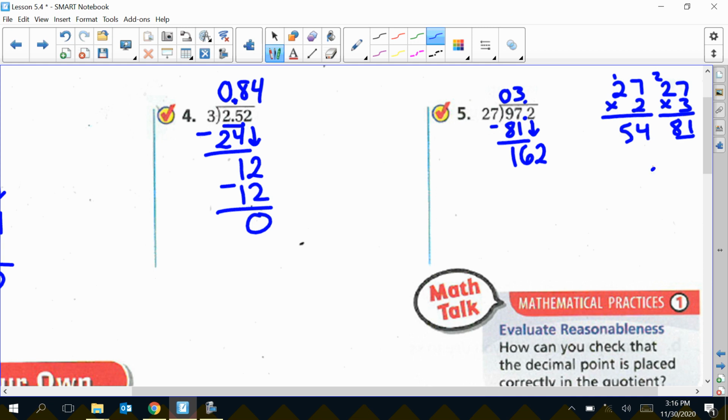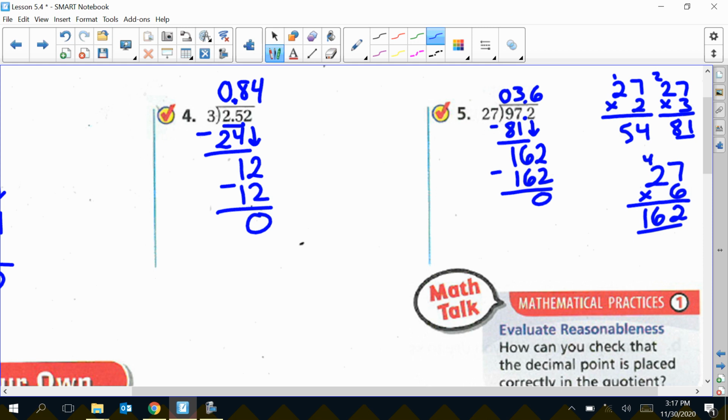So if I double 3, let's try 27 times 6. 6 times 7 is 42. 6 times 2 is 12, plus 4 is 16. That's the number we're looking for. 27 times 6. Go ahead and subtract, and you get a remainder of 0. Remember, every question is going to have a remainder of 0 today. If you don't get a remainder of 0, you did something wrong. So remember to check that.